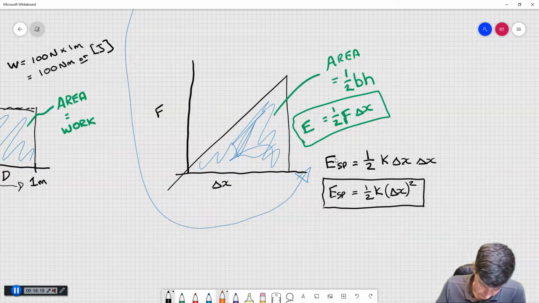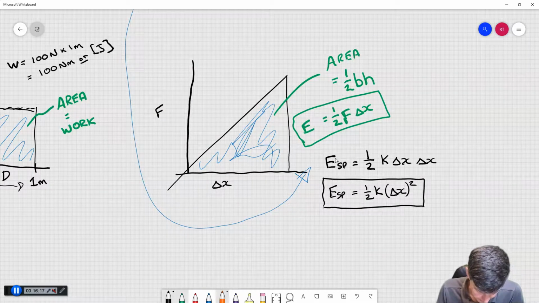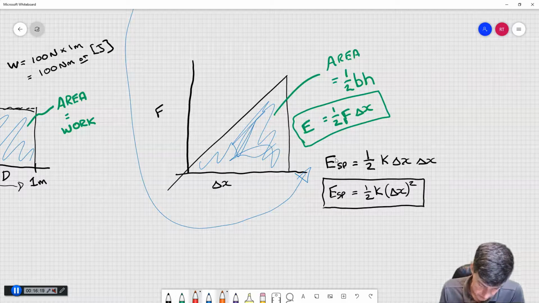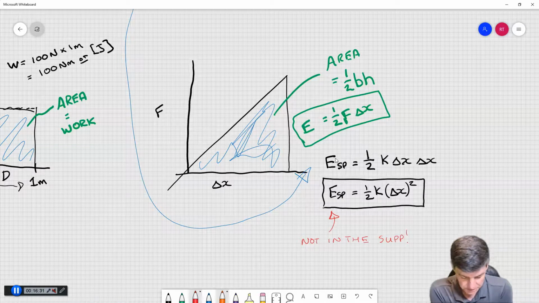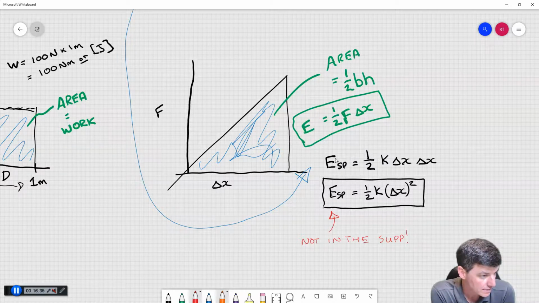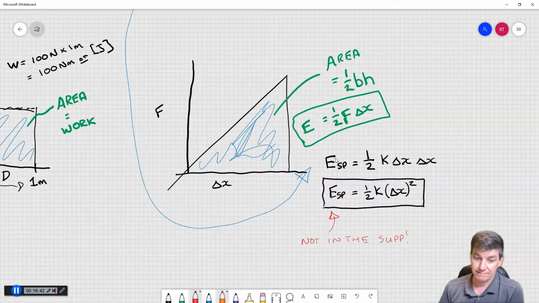You've got one problem. You have to be able to do this. However, I give you the caution: it's not in the supplement. So you're going to have to be able to remember this in case you have a question about springs. There isn't any information on springs in the academic supplement. You're going to have to be able to find it.